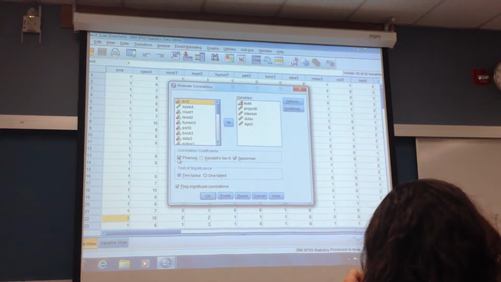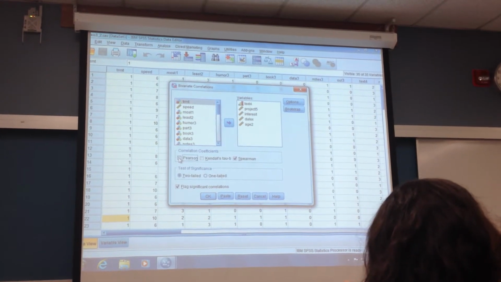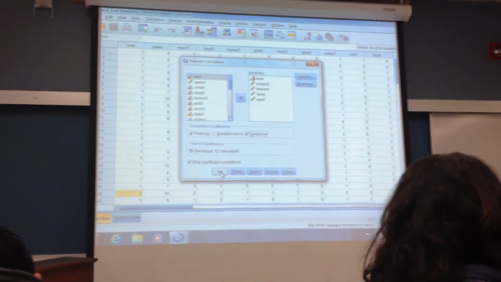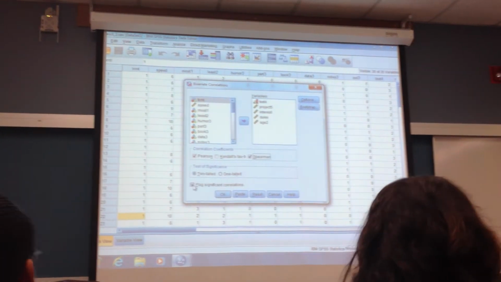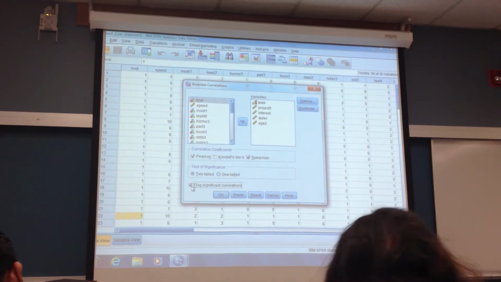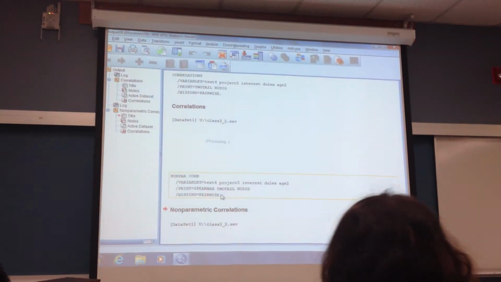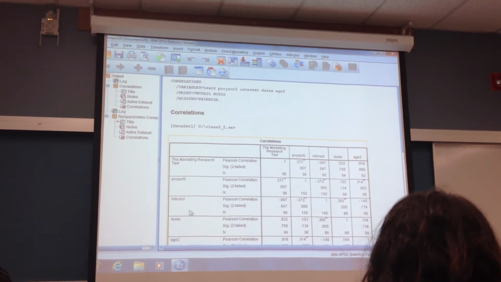So notice your boxes here. Check Pearson if you want Pearson, check Spearman if you want Spearman. I want them both. So I hit OK. It says flag significant correlation. Sure, that's the default. Let's keep that. That means you'll get asterisks when they're significant. Hit OK. Bingo. Here's the results.